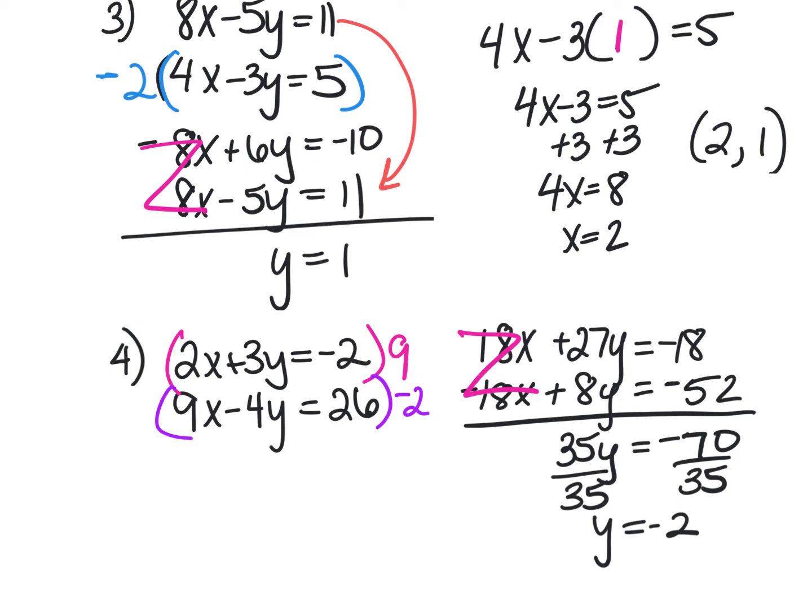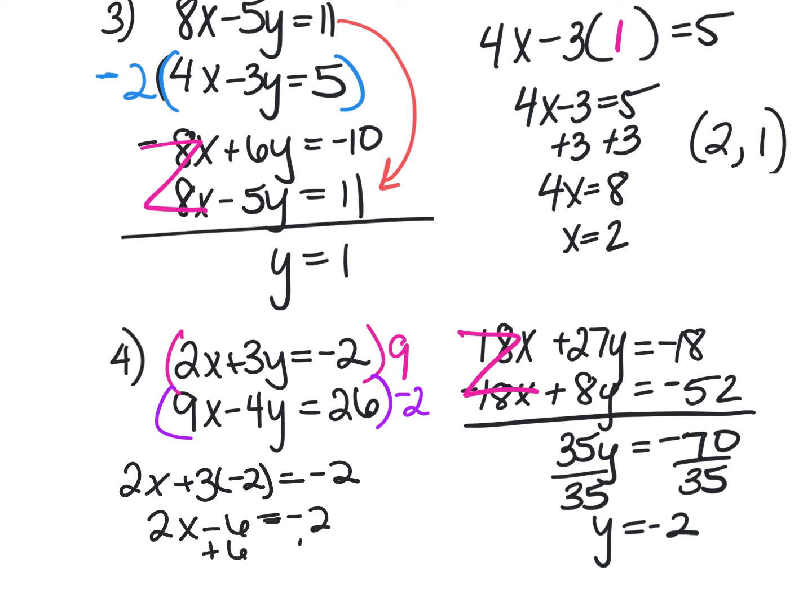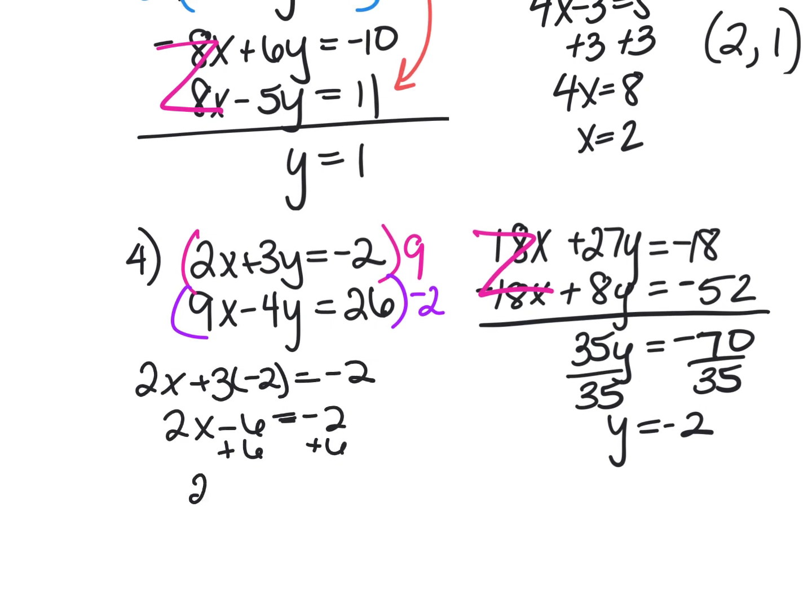Plug it back in. I can plug it into any of the equations, any of these 4. But I'm going to plug it into the smallest one. 2x plus 3 times negative 2 equals negative 2. 2x minus 6 equals negative 2. Add 6. 2x equals 4. x equals 2. So my ordered pair? 2, negative 2.